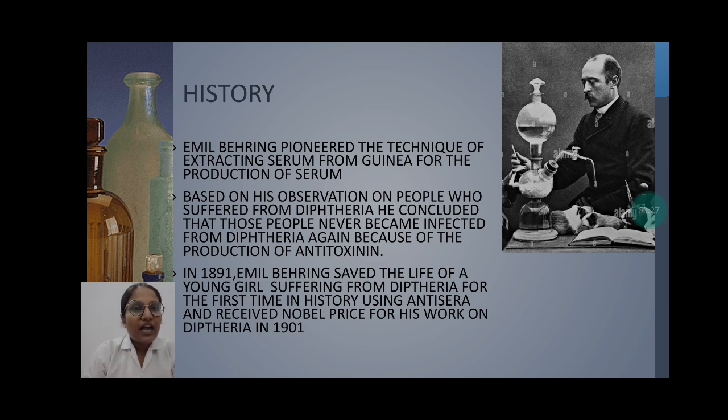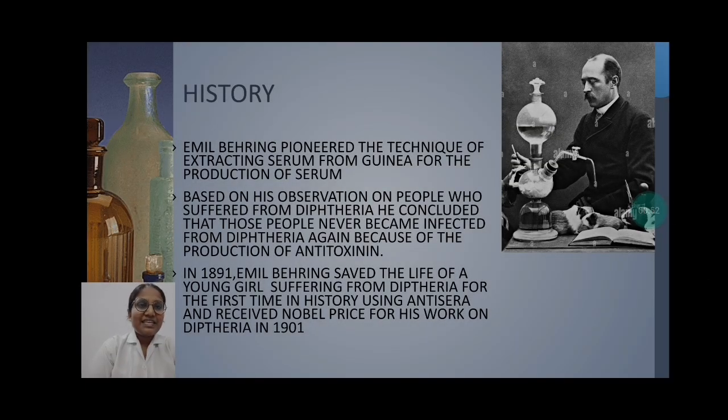So, Emil started extracting these antibodies using a guinea pig. And it was in the year 1891 that he saved the life of a young girl suffering from diphtheria for the first time in history. And the significance of Emil's contribution can be marked from the fact that he got Nobel Prize in the year 1901 for his work on diphtheria.